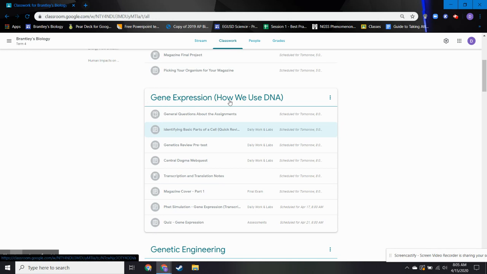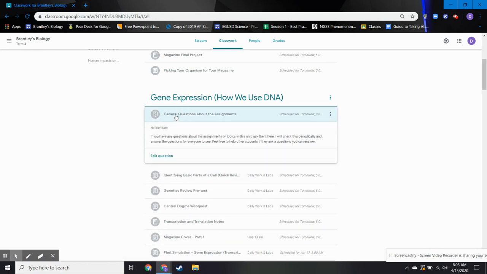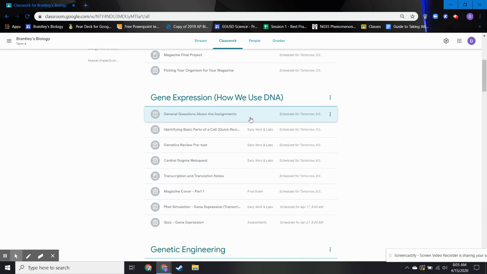So here we have gene expression. That's how we use our DNA. At the top of each topic, you're going to see that there's a general question. This is a place for you to ask any questions about the unit or the assignments or anything, and I can respond to those questions. If other people have those same questions, they can just read that initial response. So it's a way to make it clear for everyone what the expectations are, and if there's anything that isn't clear, we can get that clarified as quickly as possible.